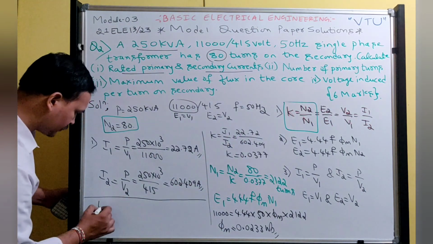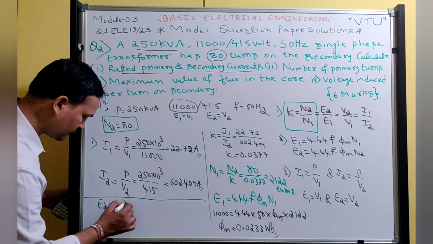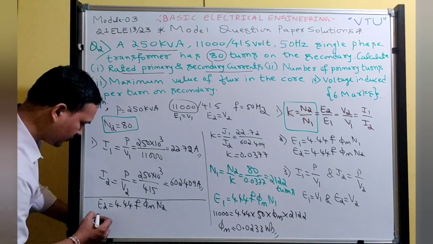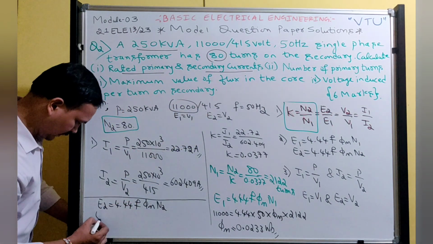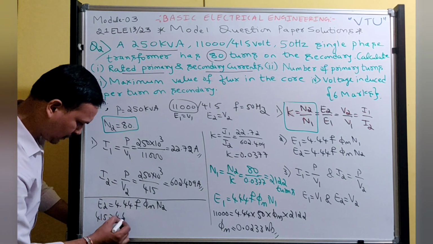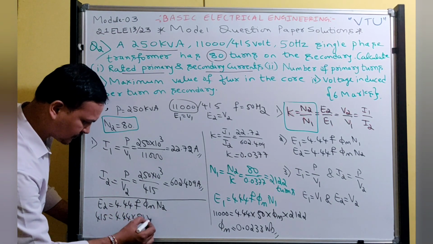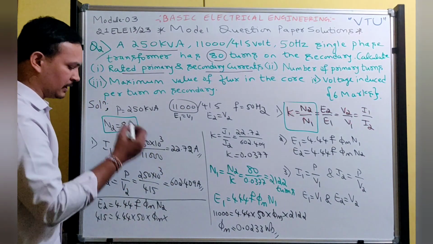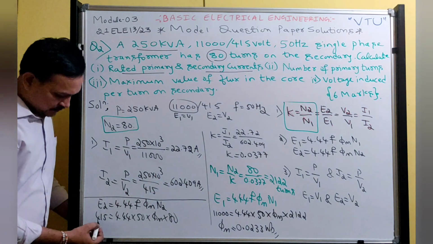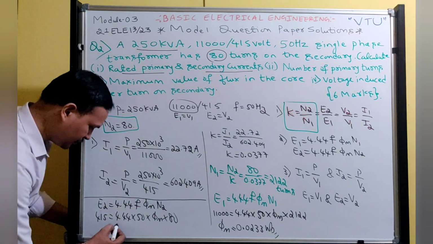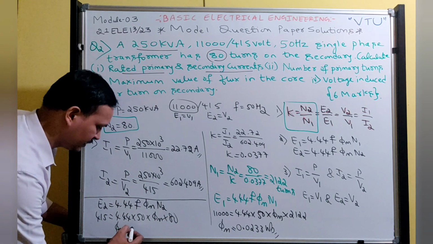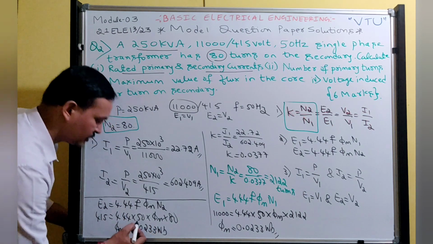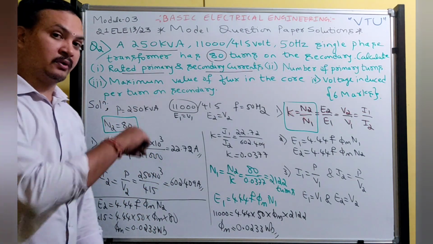Check out here. E2 is equal to 4.44 F pi m N2. What is the value of E2? 415. E2 is 415, no? 4.44 into frequency is 50. What is the value of pi m? That itself I need to calculate. What is the value of secondary turns? 80. Guys, from this equation also you can solve it. You will get the same answer. Pi m is 0.0233 Webers.